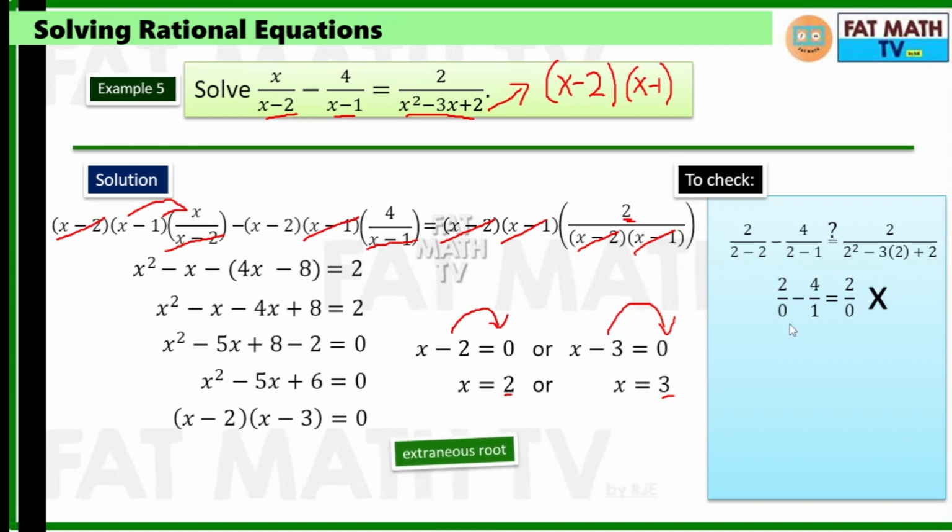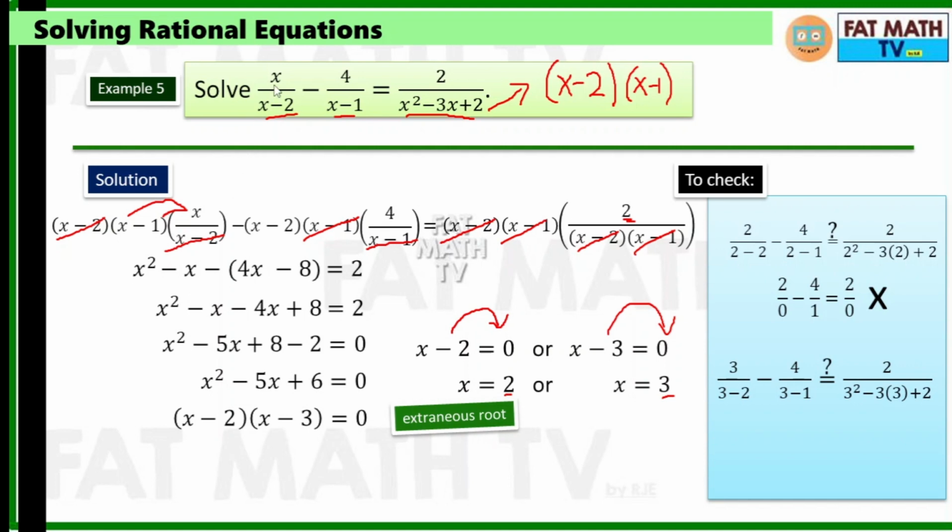Okay, so x equals 2 is said to be an extraneous root, because by multiplying x minus 2 and x plus 1, we added a solution to the original. So we have to be careful on that, and we need to check with the original equation.